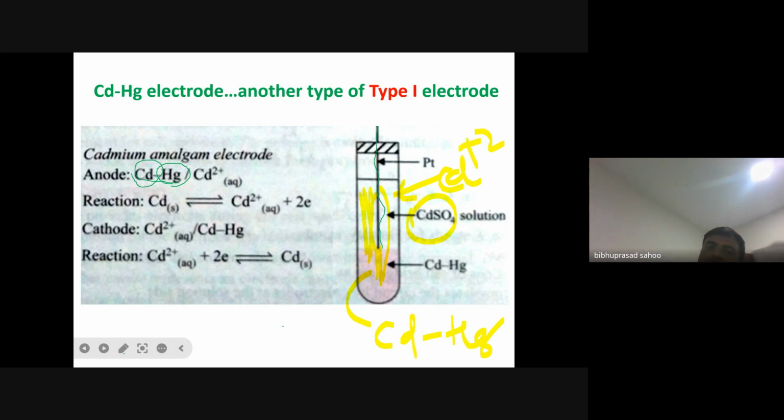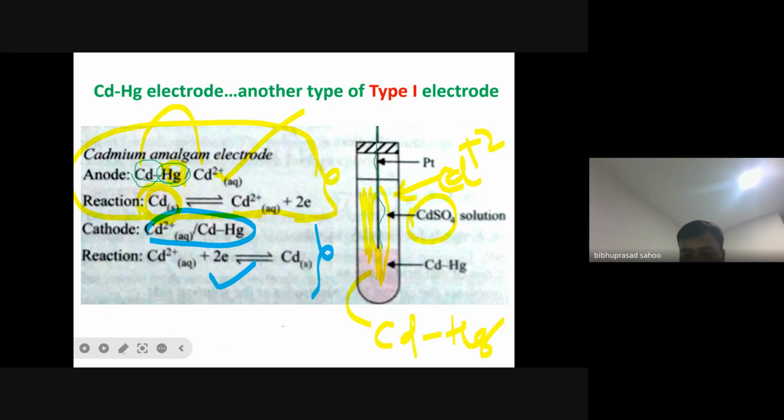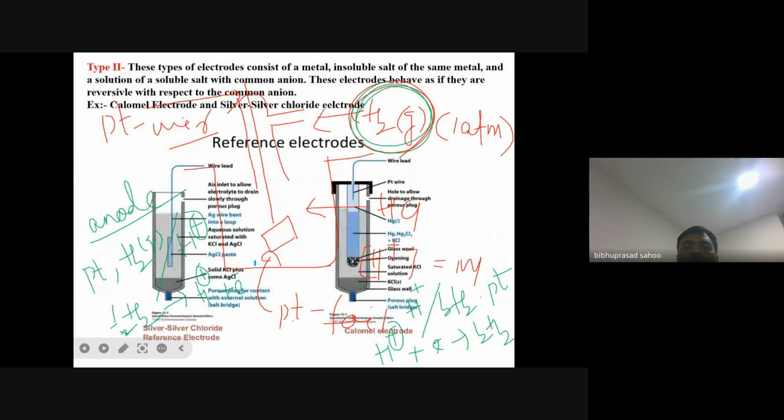Okay, so cadmium solid, if the electrode becomes anode, this is the representation, cadmium. This is oxidation. Because mercury will not take part in the reaction, cadmium gives cadmium 2 plus plus 2 electrons. If it is anode, then this is the reaction. If it is cathode, then what will be the reaction? This is the representation, this is the reaction. Are you getting me, student? Yes, sir.